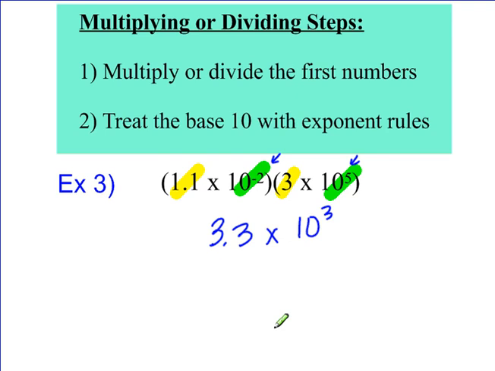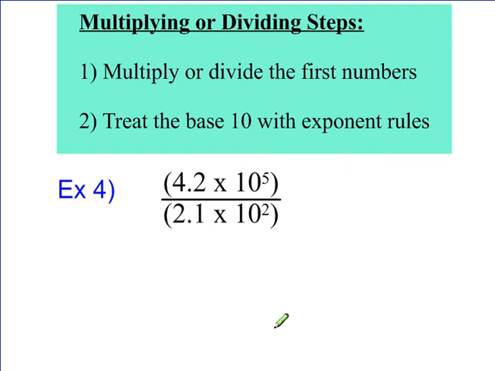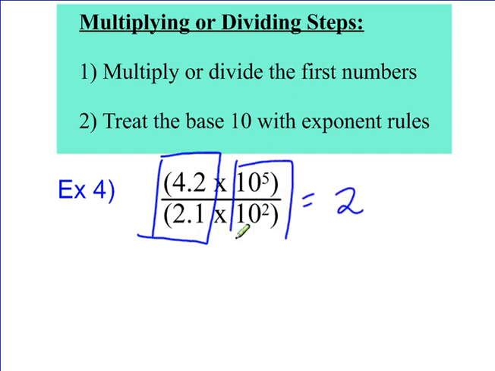We're going to do one more problem. Here we're going to look at a division problem: 4.2 times 10 to the 5th divided by 2.1 times 10 squared. We're going to treat them separately. We take 4.2 divided by 2.1, and we end up getting 2. Then we take 10 to the 5th divided by 10 squared and apply our exponent rules. They have the same base, so we subtract those exponents. 5 minus 2 is 3. As it is simplified, that's 2 times 10 to the 3rd.